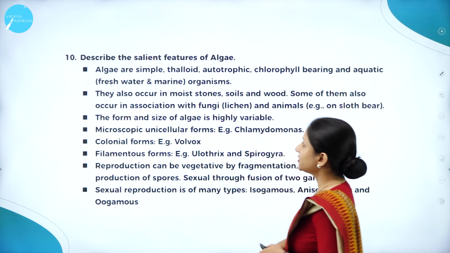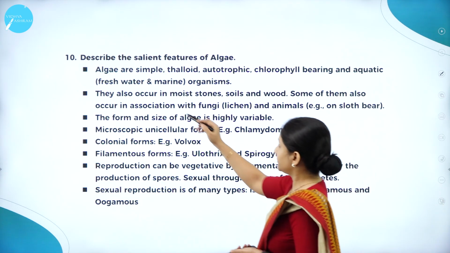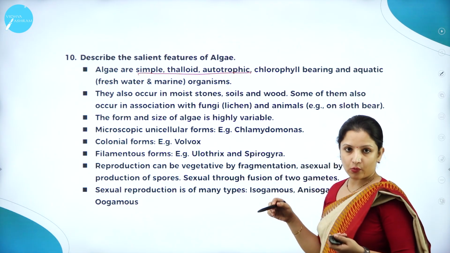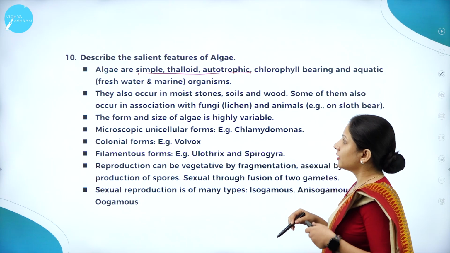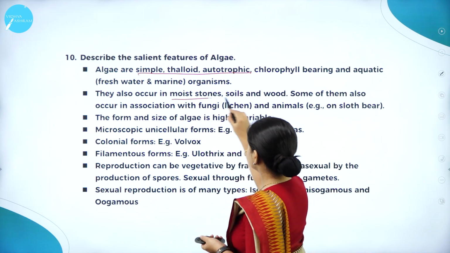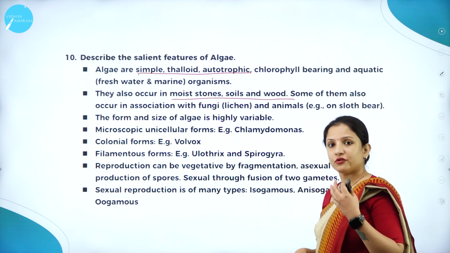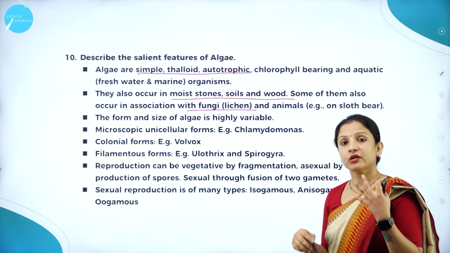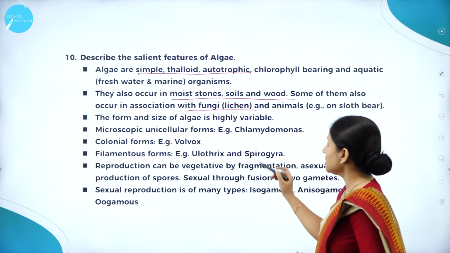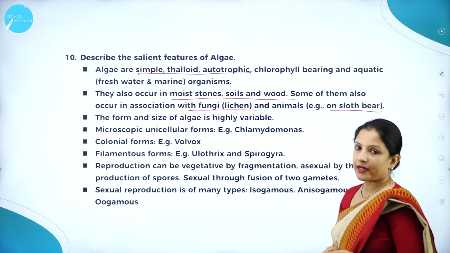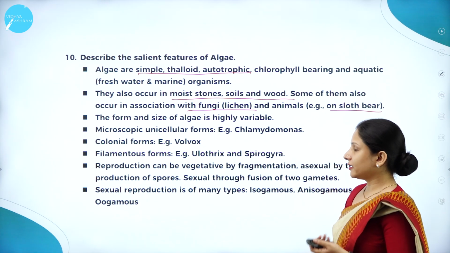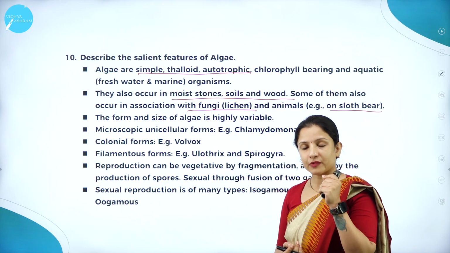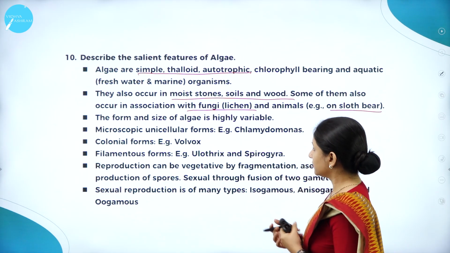Next question. Describe the salient features of algae. Algae are simple, they are thalloid, autotrophic, chlorophyll bearing in nature, and they are aquatic. They are found both in fresh and marine water, and you can also find them on moist stone, soils and wood, and sometimes in association with fungi, that is with lichen, and also growing on some animals, for example the sloth bear. So on the sloth bear also you can find them growing. And the form and size of algae is quite variable. They can be small to large like the kelps. So they can be variable in size.